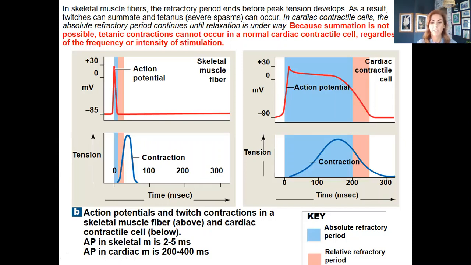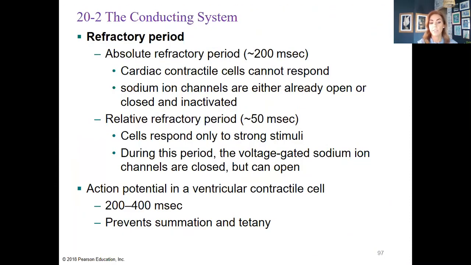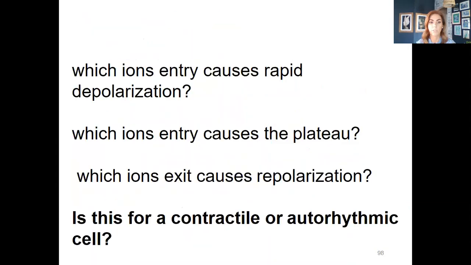I mean, thank goodness that that is the way that it is set up. That extension of the absolute refractory period that will continue until relaxation is underway will prevent those severe spasms within the heart. And this is everything that I already said on that previous slide. This is just for those of you who like the words.